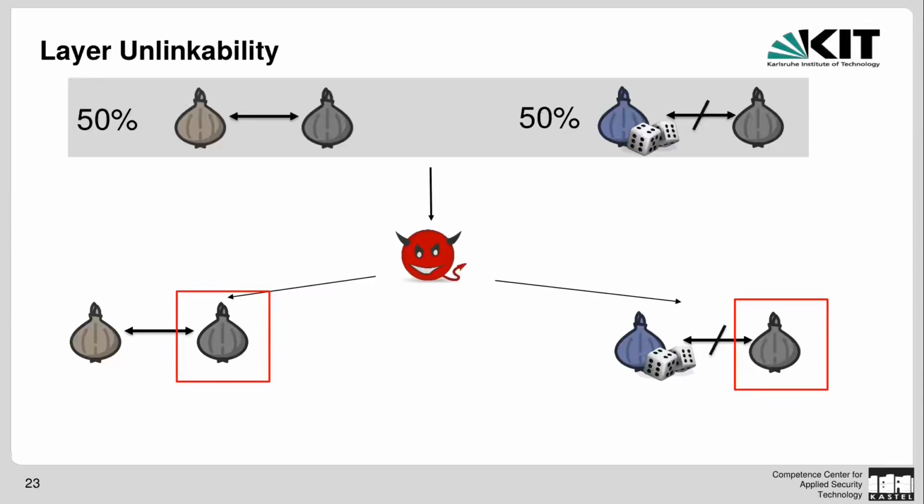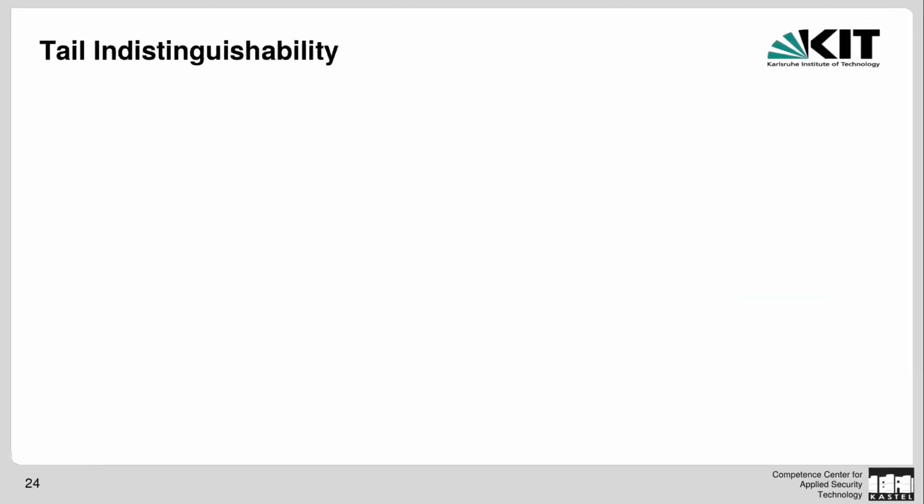Thus, if he could deduce something from them, it would not help him distinguish the cases, and thus it would not help him break layer unlinkability. So we need a new property for this. And the new property that we use for this is tail indistinguishability.